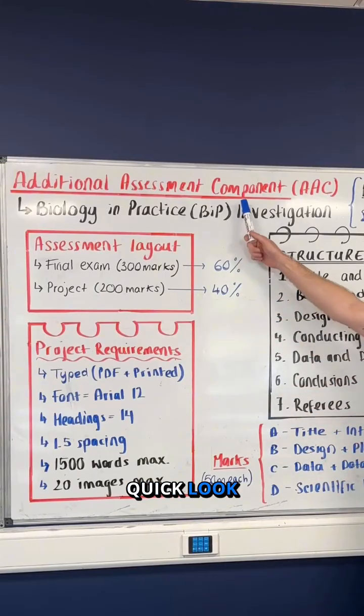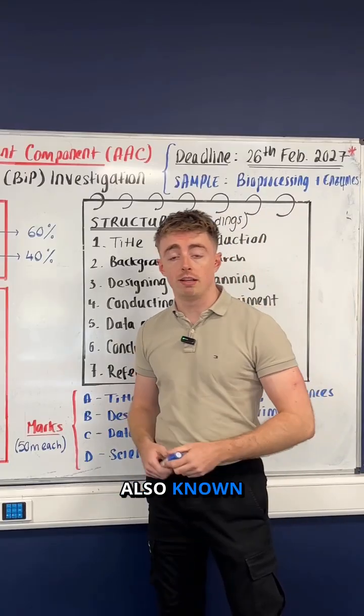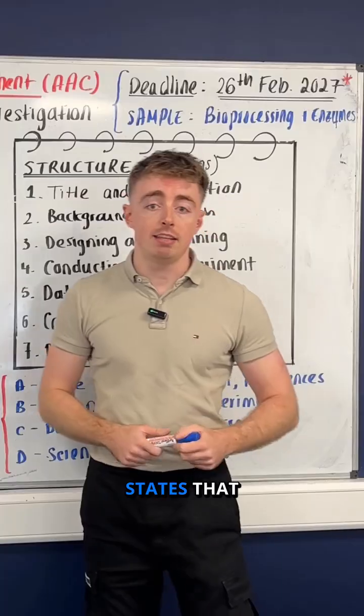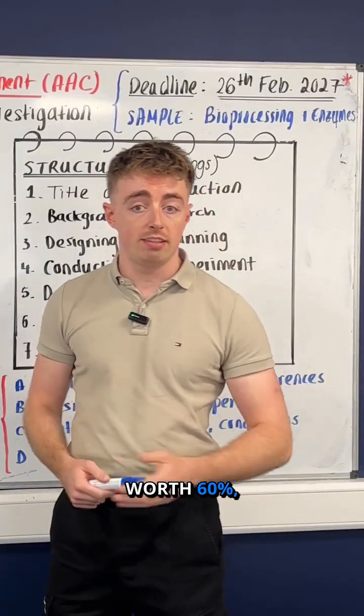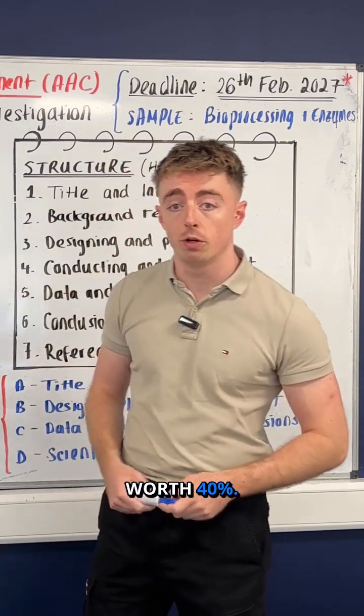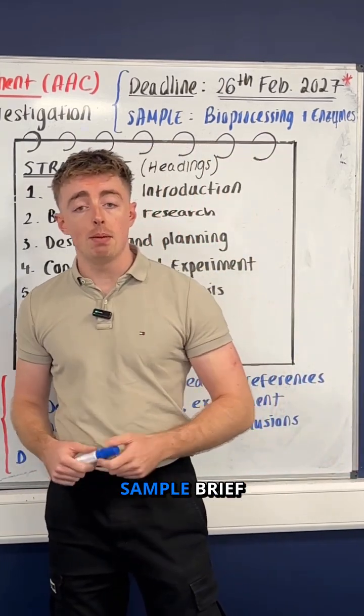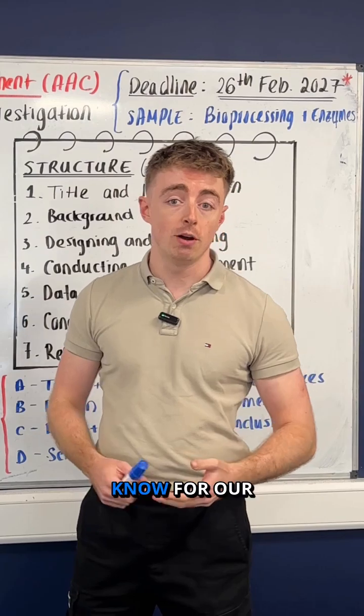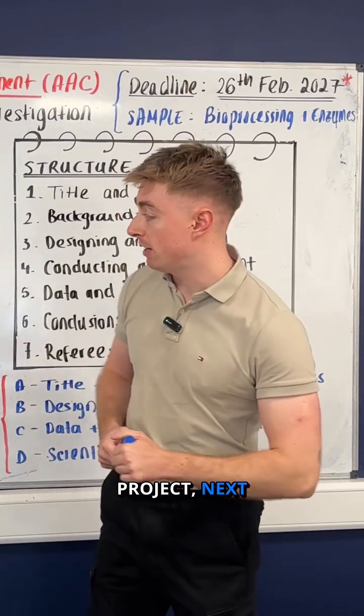So just taking a quick look at our additional assessment component, which is also known as the Biology and Practice Investigation. Our assessment layout here clearly states that our final exam is worth 60%, whereas our project is worth 40%. We've just been given a sample brief that we can take a look at, and we're going to analyze that to take a look at what we need to know for our project next year.